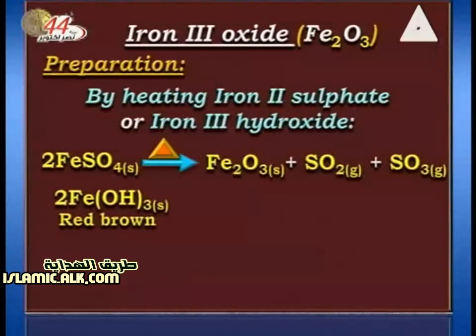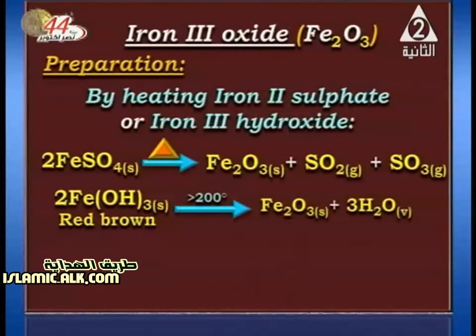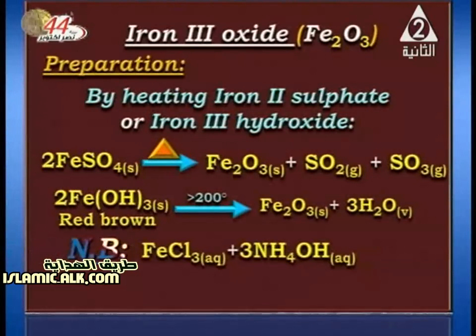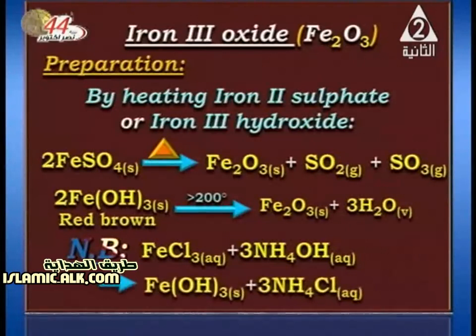The second way for getting iron 3 oxide is heating iron 3 hydroxide above 200 degrees Celsius, which produces iron 3 oxide and releases water vapor. My dear students, notice that the reaction of iron 3 chloride and ammonium hydroxide gives iron 3 hydroxide, and ammonium chloride is formed. My dear students, we use this last equation in the conversion of iron 3 salts into oxides.